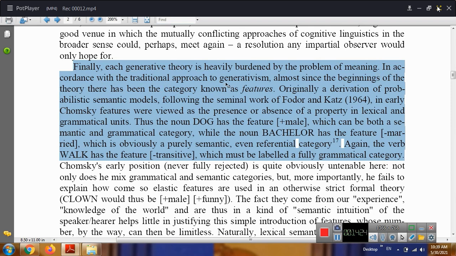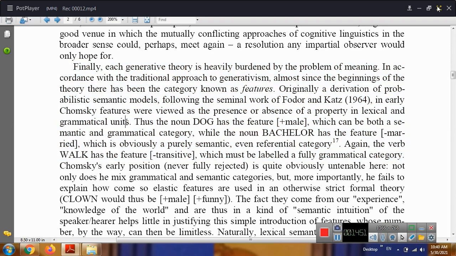In accordance with the traditional approach to generativism, almost since the beginning of the theory, there has been the category known as features. Originally, a derivation of probabilistic semantic models following the seminal work of Fodor and Katz, 1964, in early Chomsky features were viewed as the presence or absence of a property in lexical or grammatical units. Dear student, here we have the definition of features. What do we mean by features? Maybe I will ask you to define the feature. You should say that.